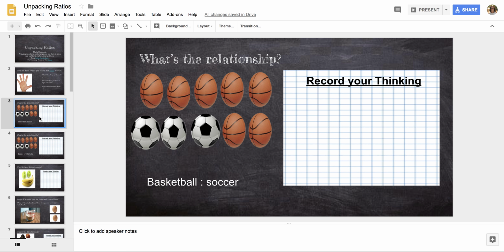Then we start talking about what they saw, because with ratios, it's all about relationships. So the kids are going to start thinking, okay, part to part here. And they click on the slide and they start recording their thinking on the right-hand side. What's the relationship of basketballs to soccer? They do the same thing with soccer to total, part to whole.